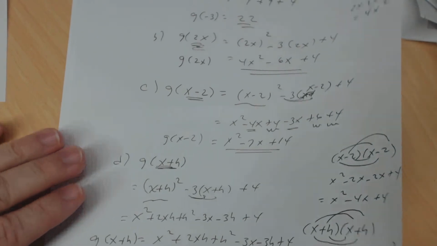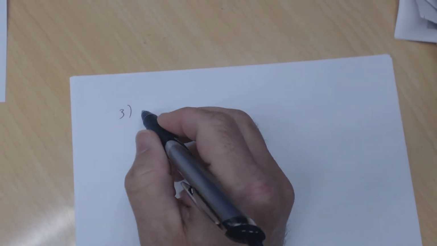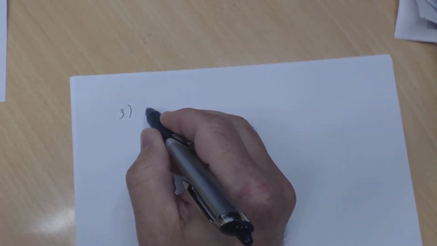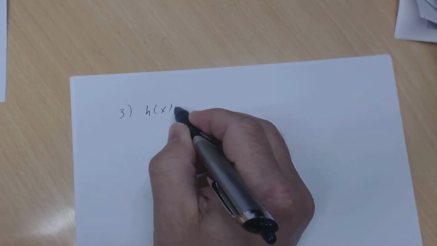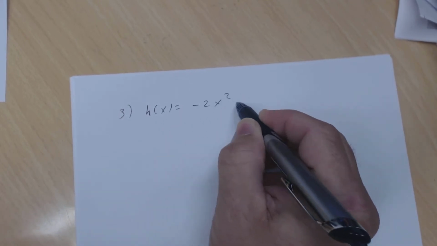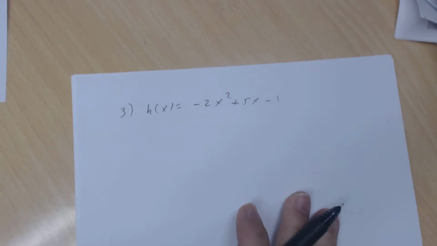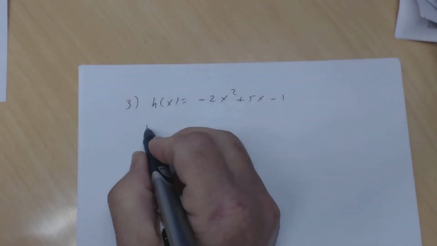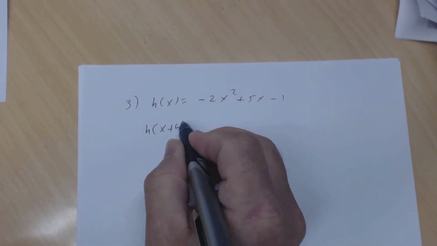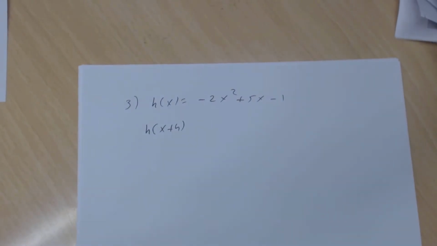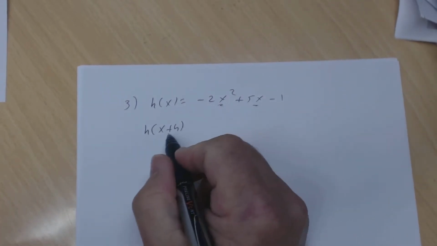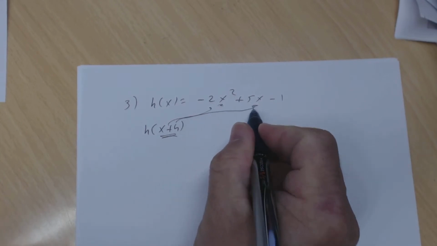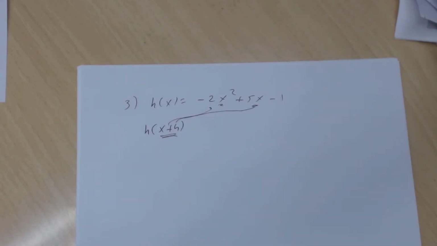All right, so let's look at number 3. Let's go ahead and do it with a quadratic function. So let's suppose that h of x is negative 2x squared plus 5x minus 1. And let's just go ahead and find h of x plus h. That's going to be the one that you're going to have to deal with, and you got to be able to manipulate this. So wherever you see the variable x, I'm going to substitute x plus h. That's what I'm interested in finding. What is h of x plus h?